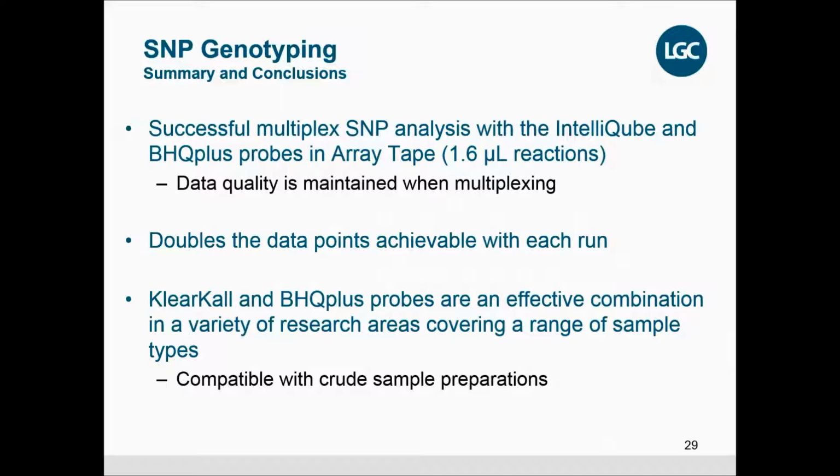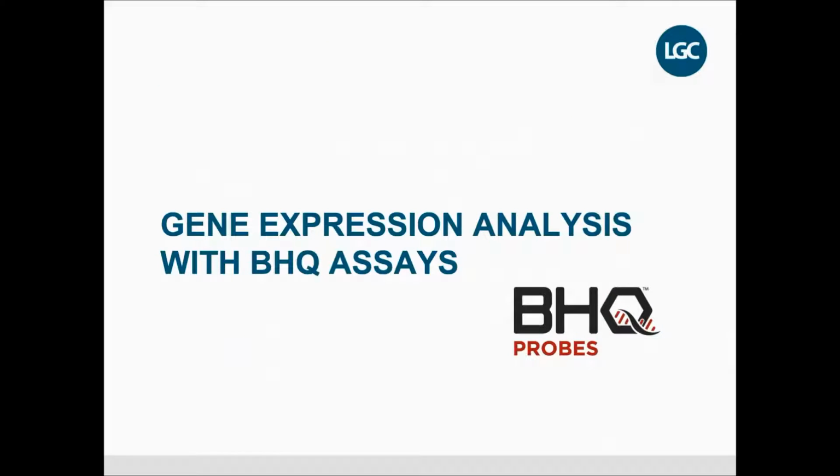And so effectively what this does is allow us to double the number of data points that is achievable with each run. So in our 768 well array, we can really get 1,536 answers from a single array. And we've shown that clear call and BHQ plus probes are an effective combination in a variety of research areas with different sample inputs. So whether that's purified DNA or very crude samples, we are able to see very good data from both methodologies.